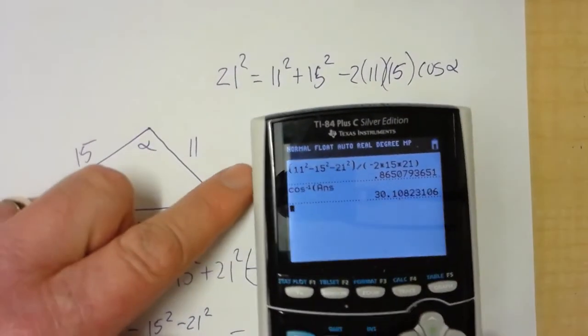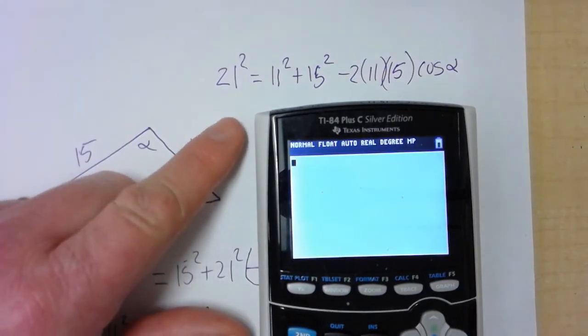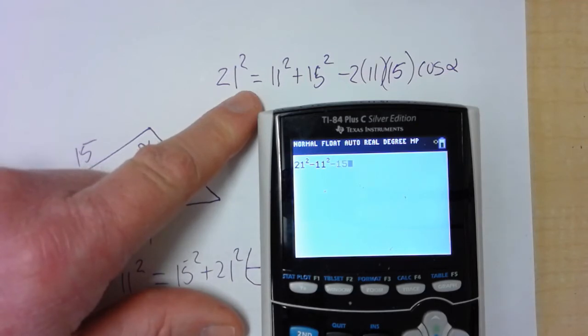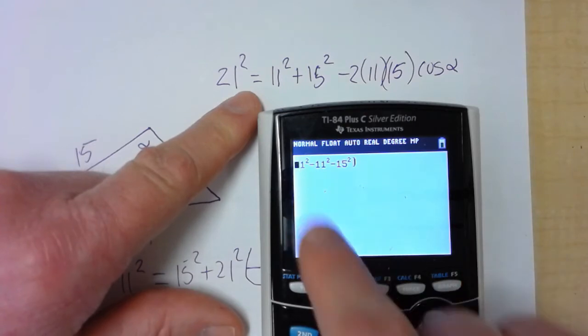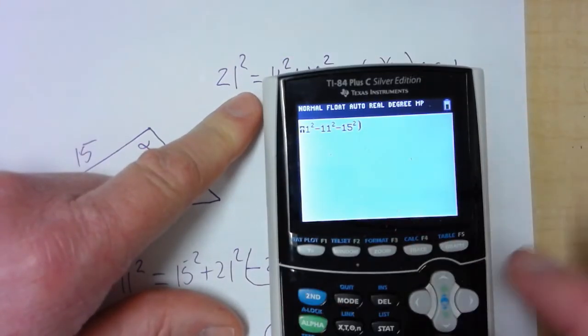So let's go ahead and start typing that in. So it's 21 squared, and then I'm going to subtract off the 11 squared, which is 121, subtract off 15 squared, and I forgot to put my parentheses in there. So I'll go back and insert them. If you forget to insert something, it's above delete, of course, so you hit second insert.